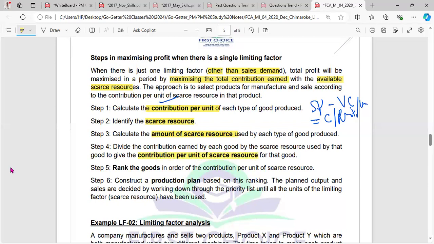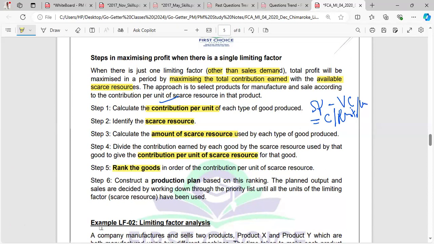So step 1, contribution per unit. Step 2, identify the scarce resource. Step 3, identify how much of that scarce resource is used to make 1 unit of each of the goods. Step 4, divide the contribution per unit by the amount of scarce resource per unit. You are getting contribution per unit per scarce resource. Then the fifth step is to rank the goods in the order of contribution per unit per scarce resource. So you rank them on the figure you got from step 4.